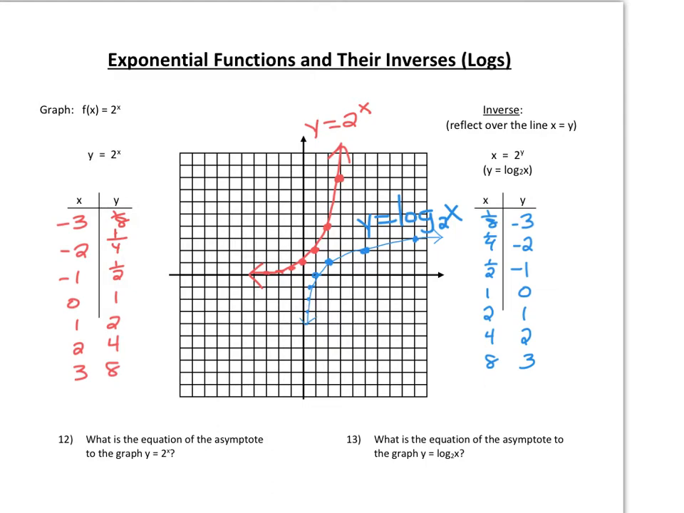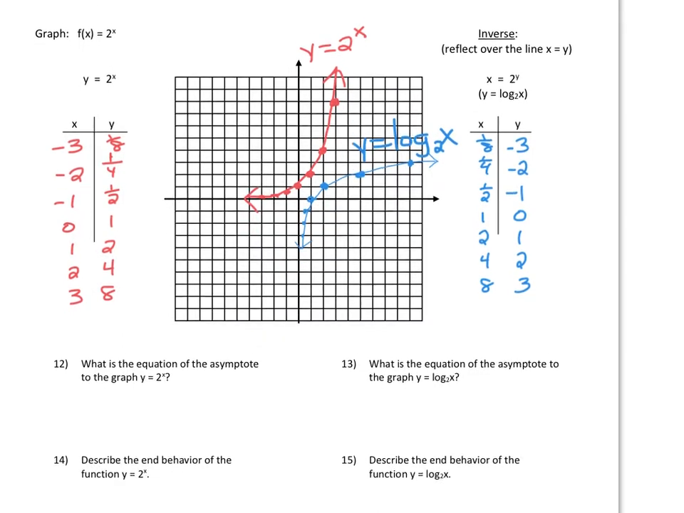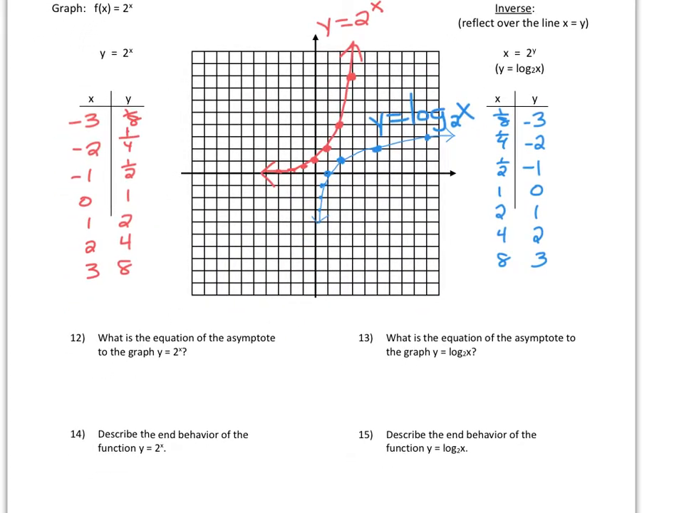Okay, so number 12 and number 13. Number 12 says, what is the equation of the asymptote to the graph y equals 2 to the x power? Well, this is the graph y equals 2 to the x power, and we said the asymptote is the x-axis. The x-axis is the line that the graph is approaching, but it's never going to reach. So the equation of the x-axis is y equals 0.